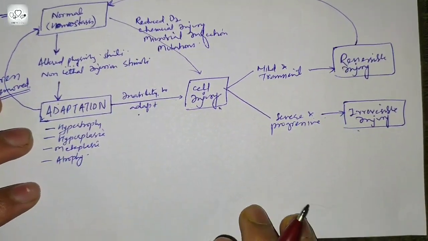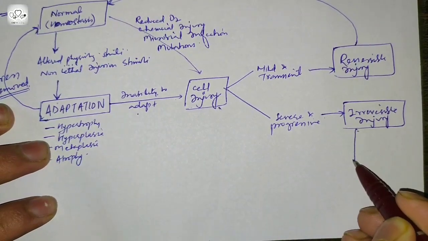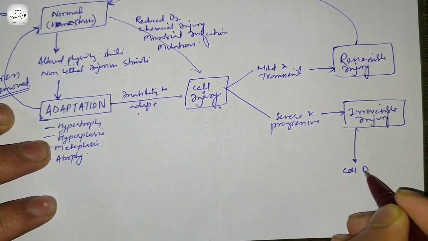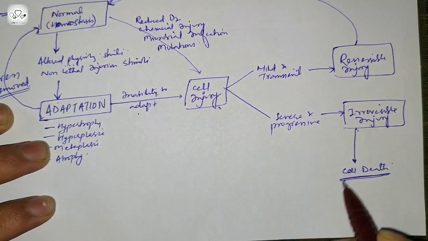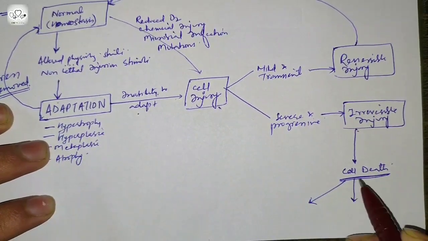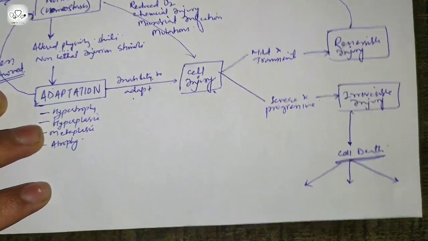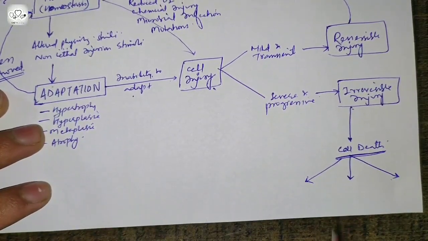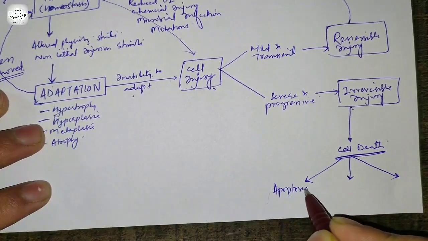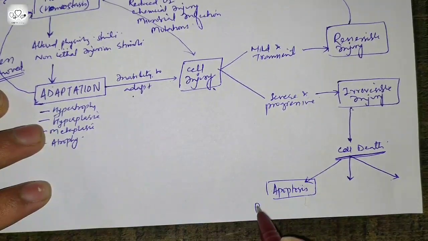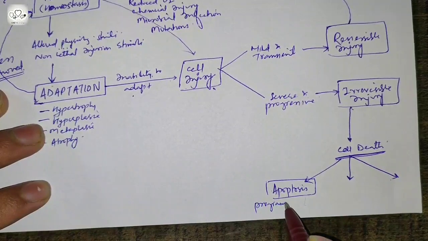However, in case of irreversible injury, what happens? Usually there is cell death. And how does this cell death occur? This cell death occurs by 3 major processes. Actually, there are 2 major processes and a minor process that we'll be discussing. The first process is apoptosis, which is, in other words, also known as programmed cell death. All right.